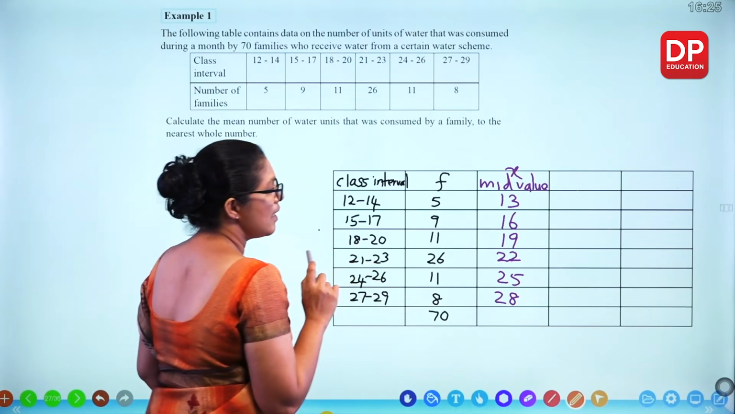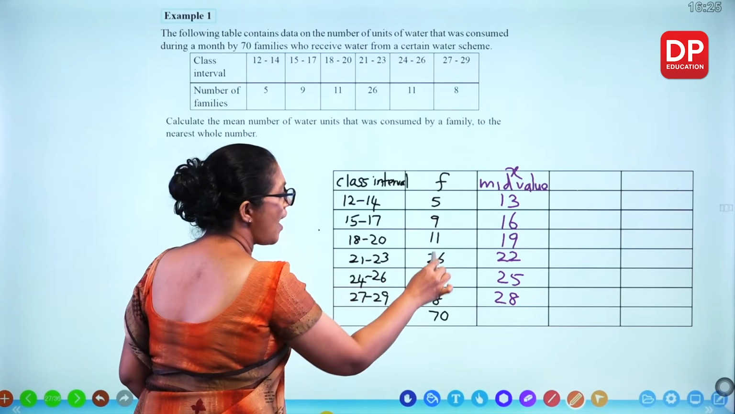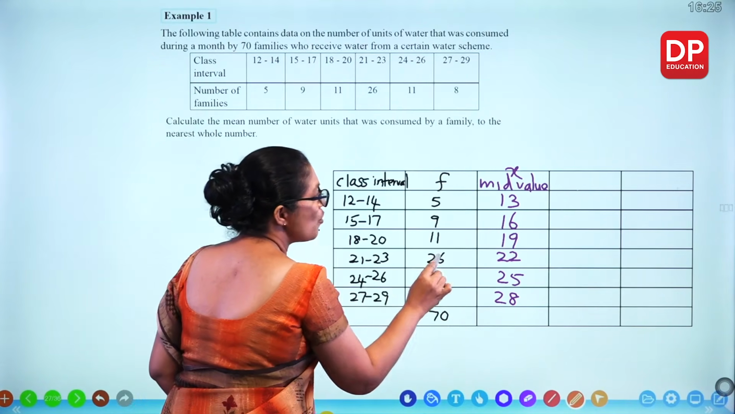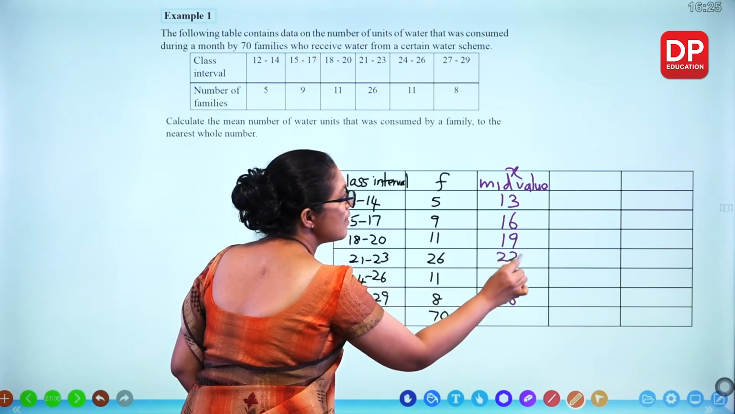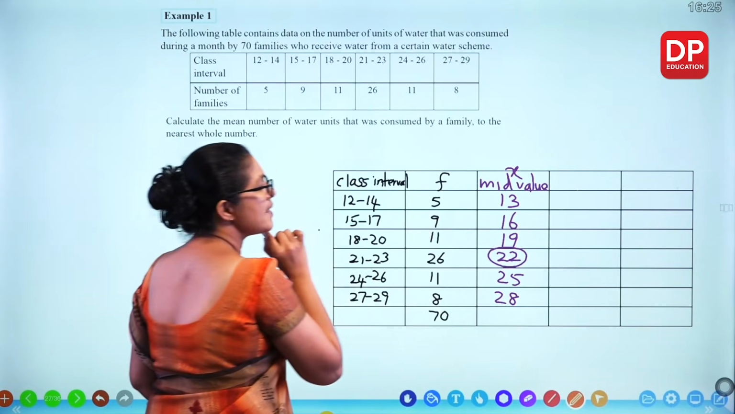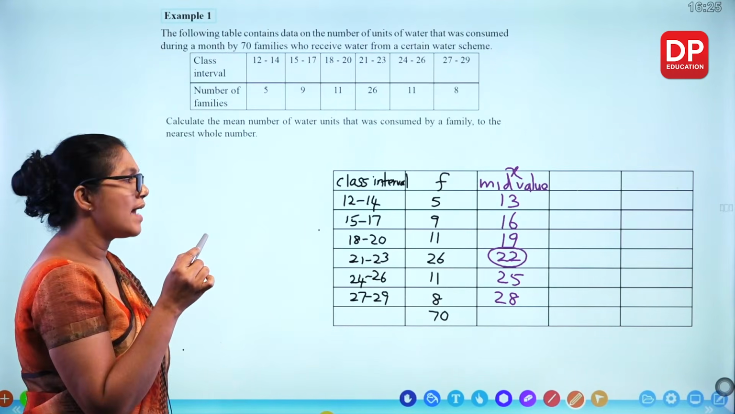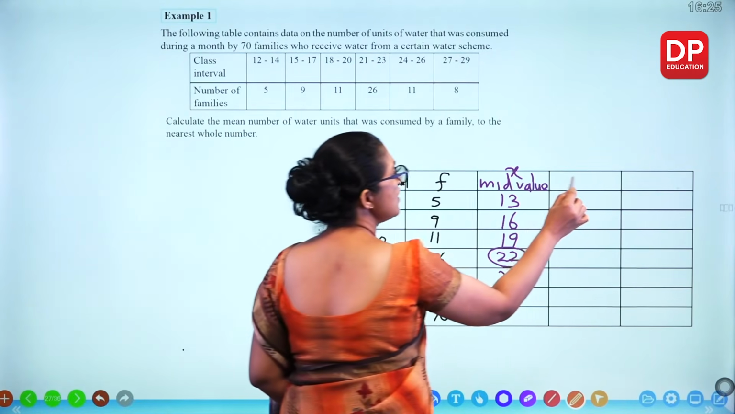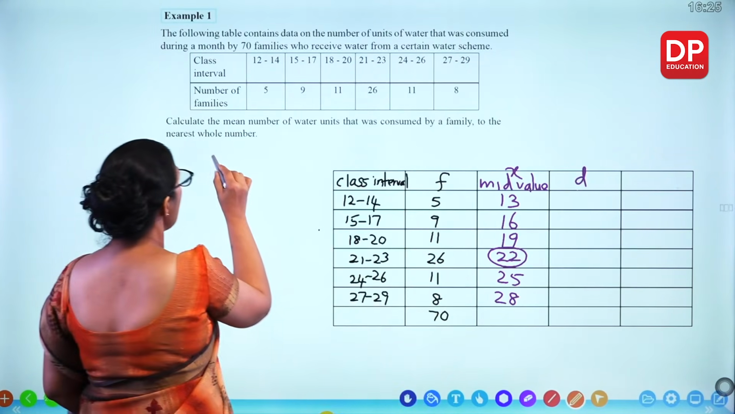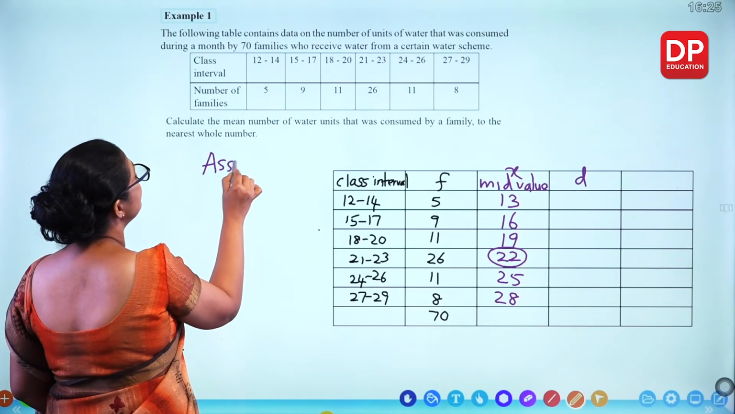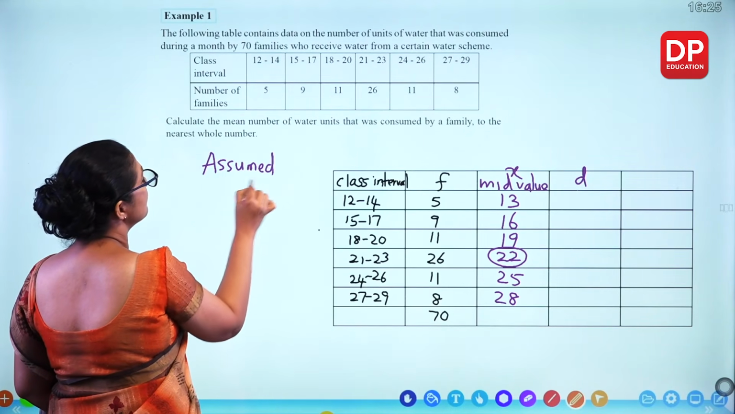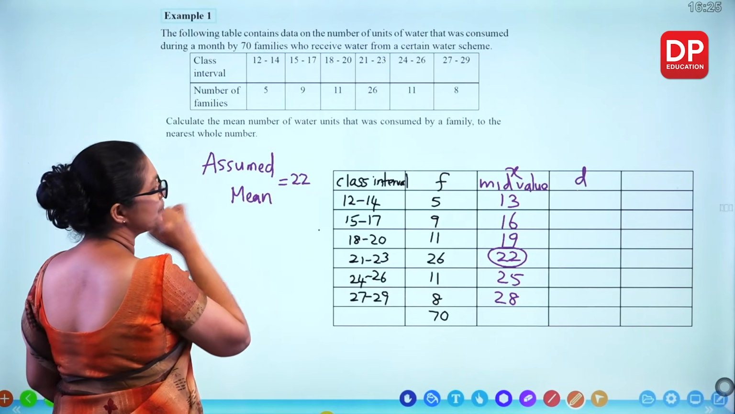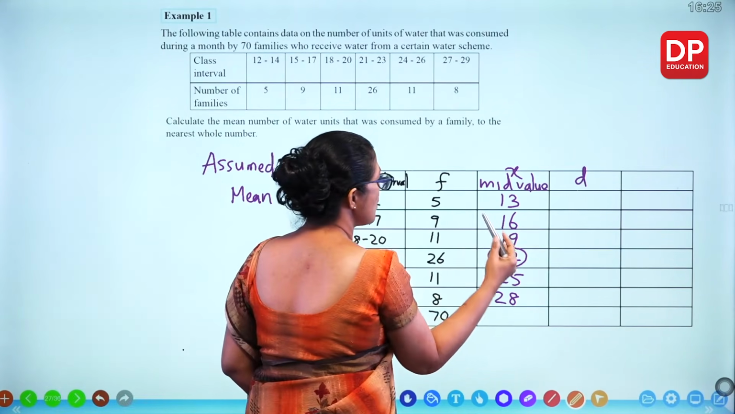assumed mean. Now here we'll take the highest frequency one as the assumed mean. So 26 is the mode value, and here the x value represent, that is 22. I'll take 22 as the assumed mean. Then what's the deviation? So I took assumed mean as 22.